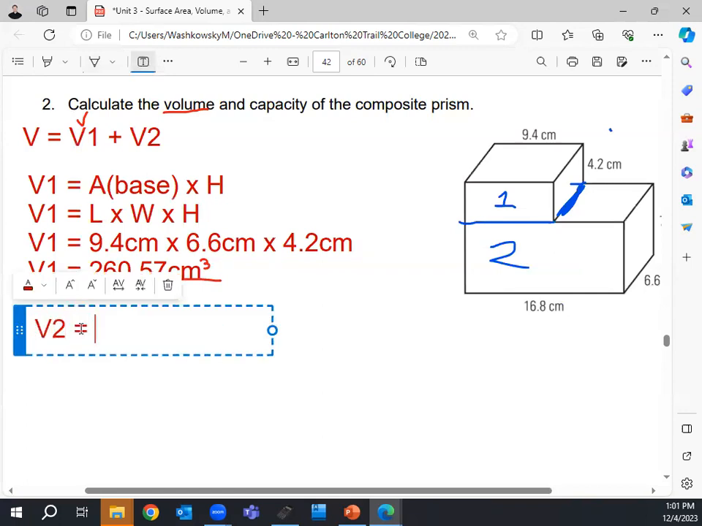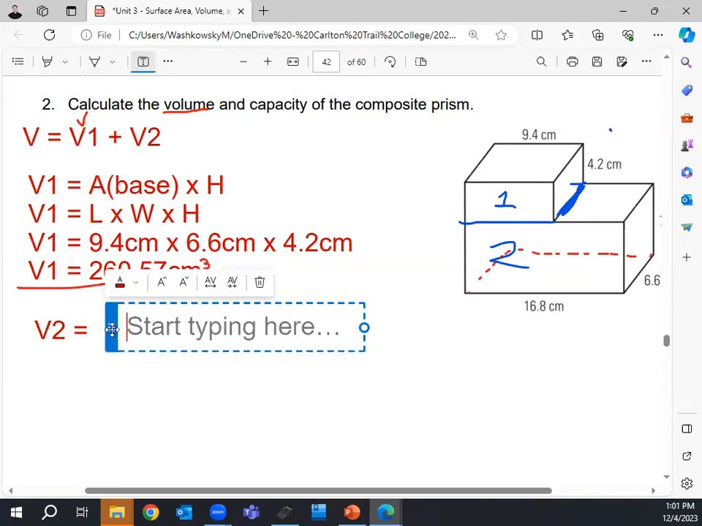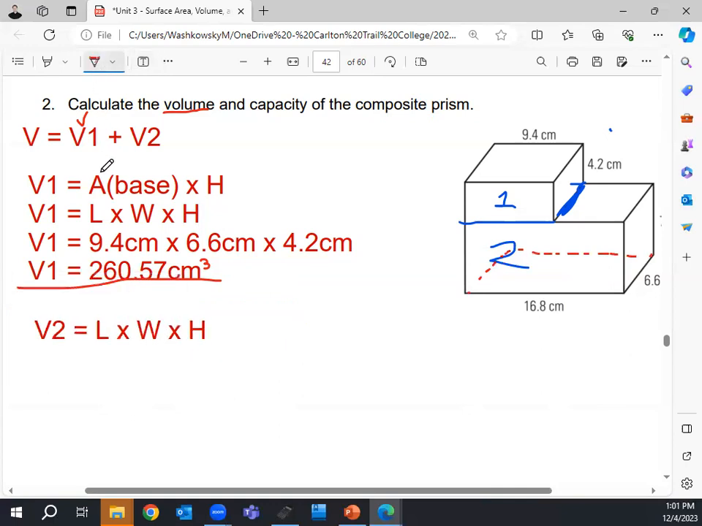So V2, the volume of shape 2, is equal to, so first off, what is the base of this shape? What shape is it? It's a rectangle. So with a rectangle, I'm going to skip this first step, the area of the base. If you're dealing with a rectangle, I know the area of a rectangle is length times width, and then I just times that by the height. So you can skip this first step if you really know what you're doing.